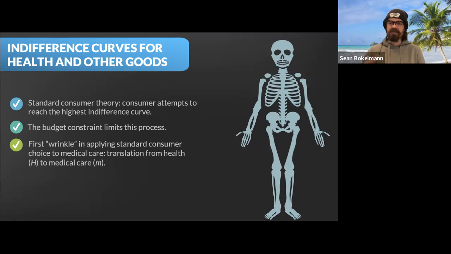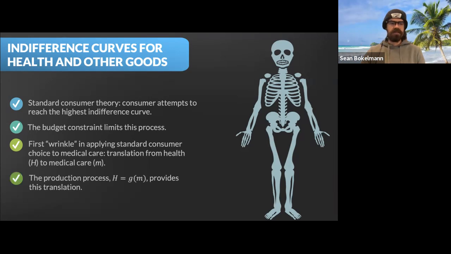But what we can buy is medical care, and then that translates into health. That's really the major difference between the traditional consumer choice theory approach and what we're doing here in the choice for medical care. And of course, we have this production process that allows us to translate medical care into health. That's what provides us with the connection.